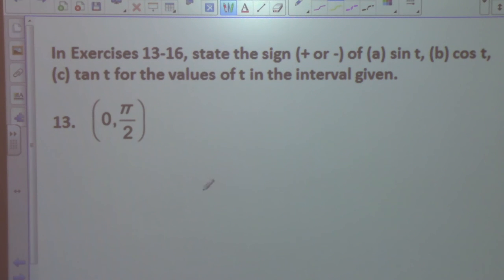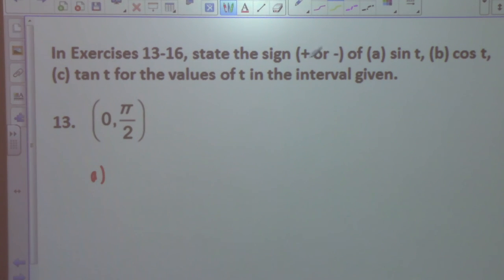Okay, so this exercise set today will go pretty fast, except what I noticed in the fifth period is that people had a lot of questions about these things, because what seems really easy to me is not as easy for people that aren't as familiar with this. These exercises, 13 through 16, state the sign, and it's actually a three-part problem.